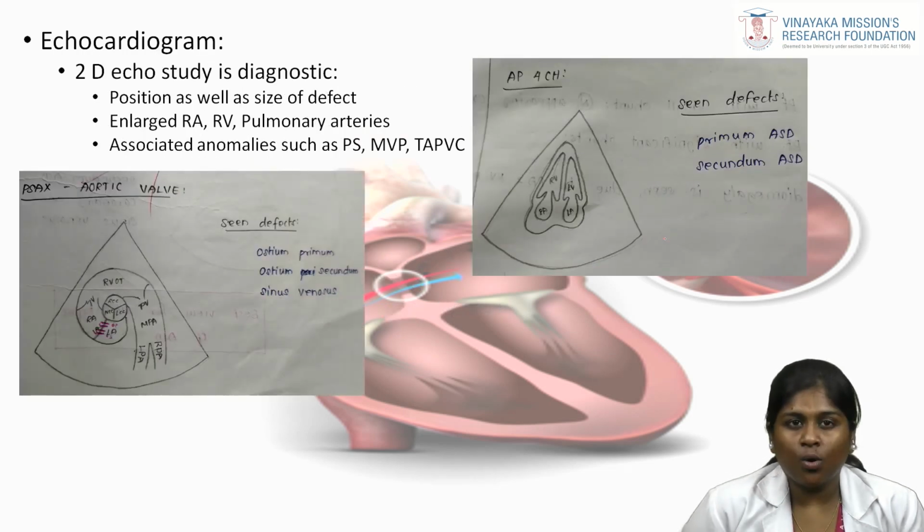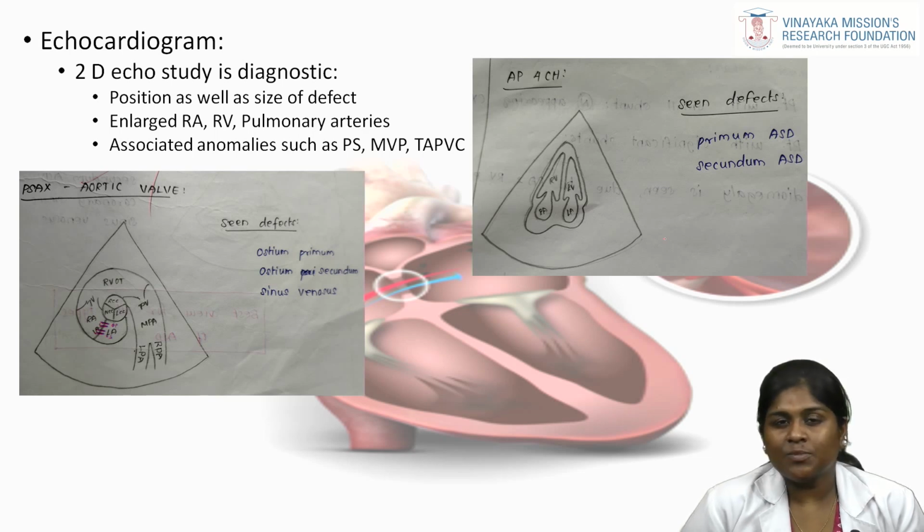So next we have echocardiogram, 2D echocardiogram investigation. Mostly atrial septal defect is a functional or structural defect in the heart. This can be best viewed in echocardiogram and best diagnosed in 2D echocardiogram as compared to any other investigations. So 2D echo study diagnoses the position as well as size of the defect, then enlarged RA, RV, pulmonary arteries, and associated anomalies can also be diagnosed through echocardiogram.